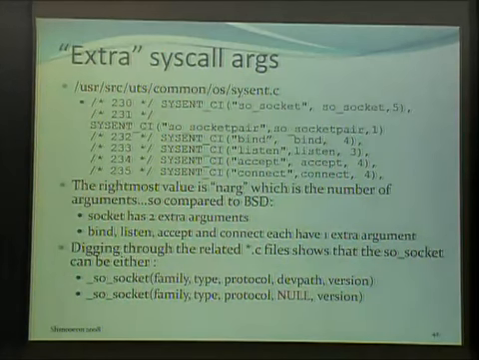Okay, so how many arguments are there? We can go to sysent.c, and it'll tell you. The last thing, the rightmost column, is the number of arguments. So socket has 5, bind has 4. Basically, socket has 2 extra arguments, and all the other ones that we're interested in, bind, listen, accept, connect, will have 1 extra argument.